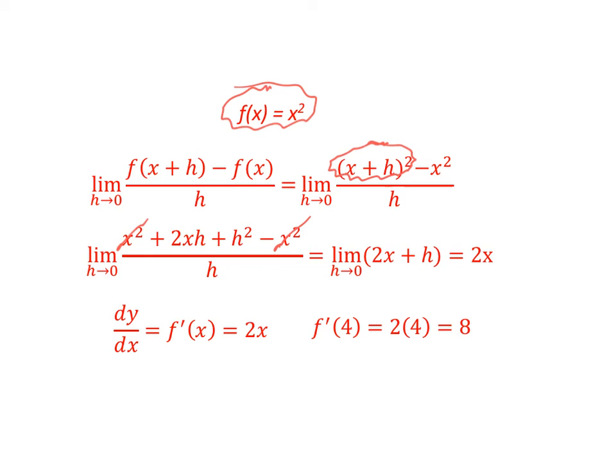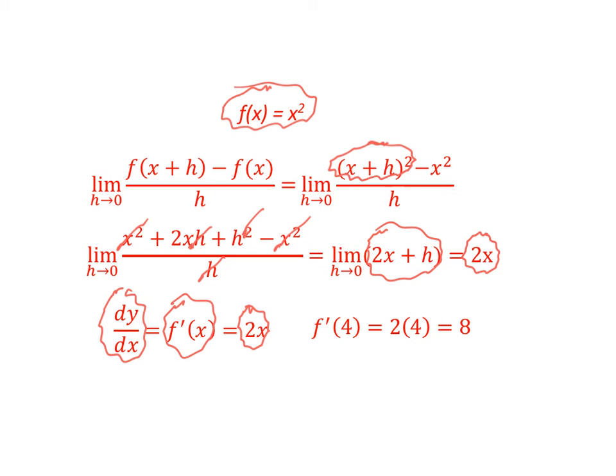Now, I've got an h in all of these terms, so I can cancel this h out with that h and one of those h's. So what am I left with? I'm left with the limit as h approaches 0 of 2x plus h. Well, as h approaches 0, I can substitute it here. So as h approaches 0, what is my answer equal to? It's simply equal to 2x. Again, I can refer to it either as dy dx or f prime of x, and this is equal to 2x. So the derivative of this function x squared is simply equal to 2x.